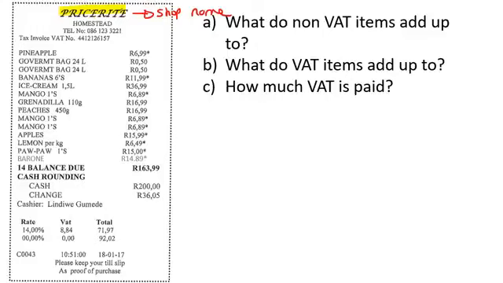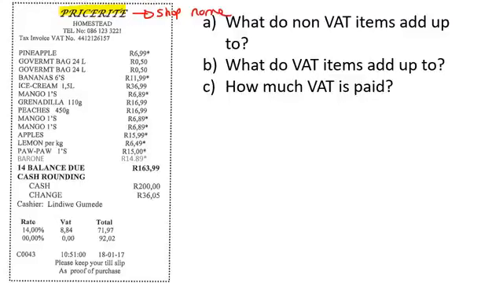Okay, so let's go through everything here. So we know that this person purchased on the 18th of the first month, so 18th of January 2017 at 10:51. The cashier's name was Lindiwe. And okay, so those are the basic things that you need to know.